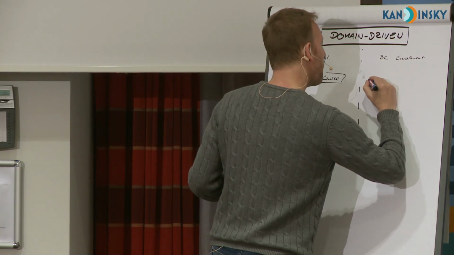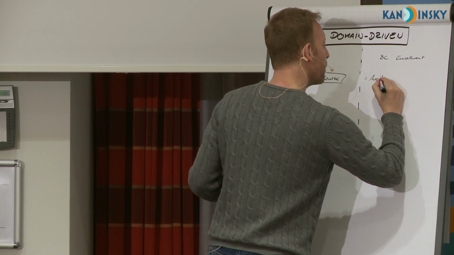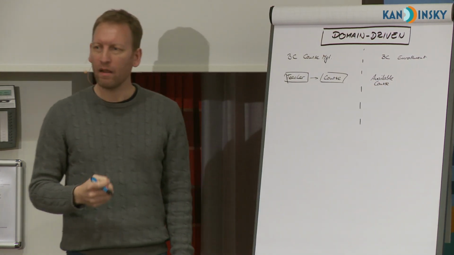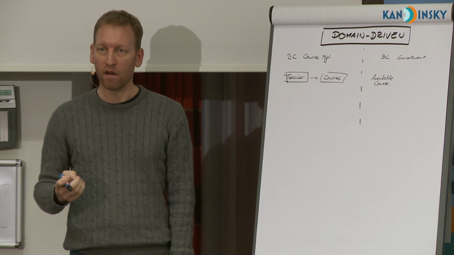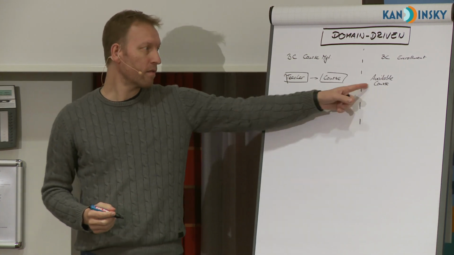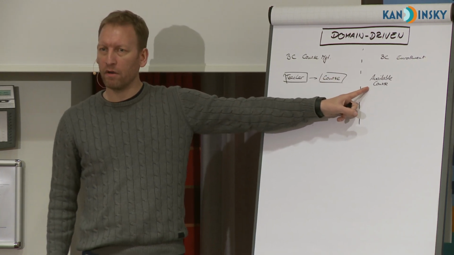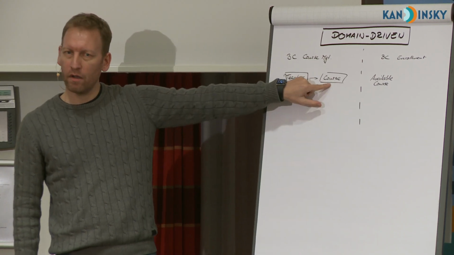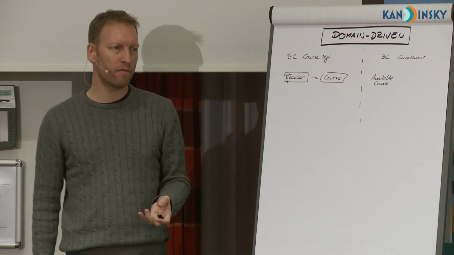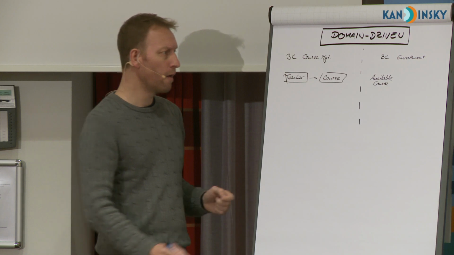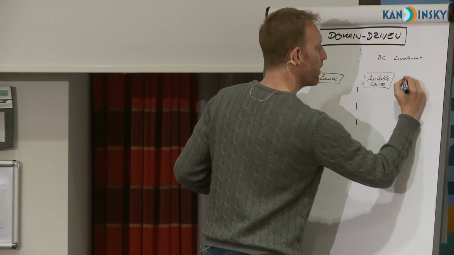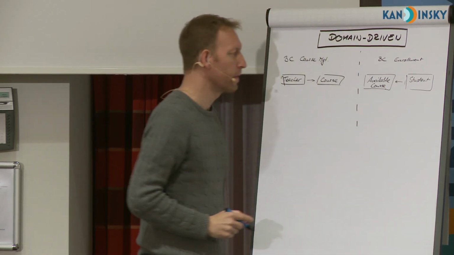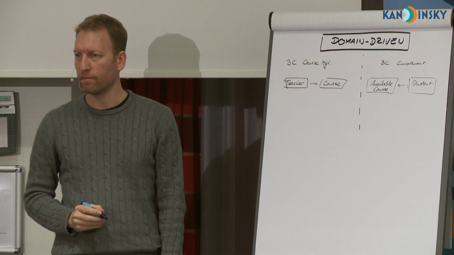On the other hand, we may have something similar, the available course, because the student's not interested in courses that are not available. So this is a subset of these. This could look structurally different than this. Most probably, it uses some of the data of this one, but it could also have other pieces of information which the teacher isn't interested in. So we do have an available course, and we do have the student. And the student enrolls in an available course.